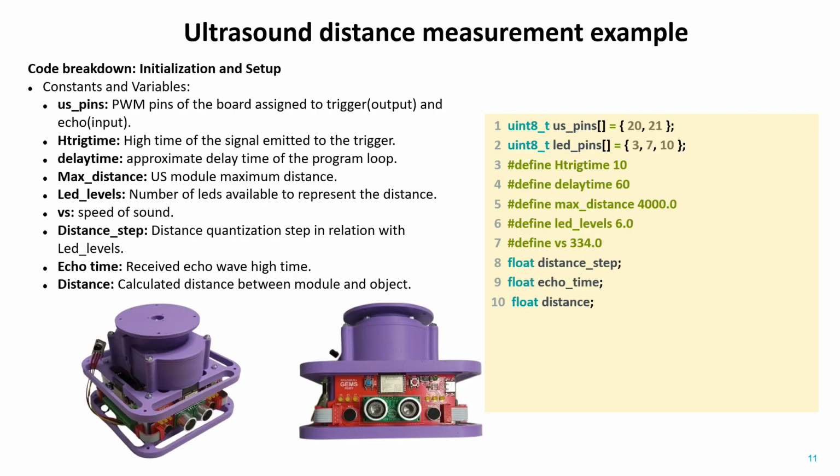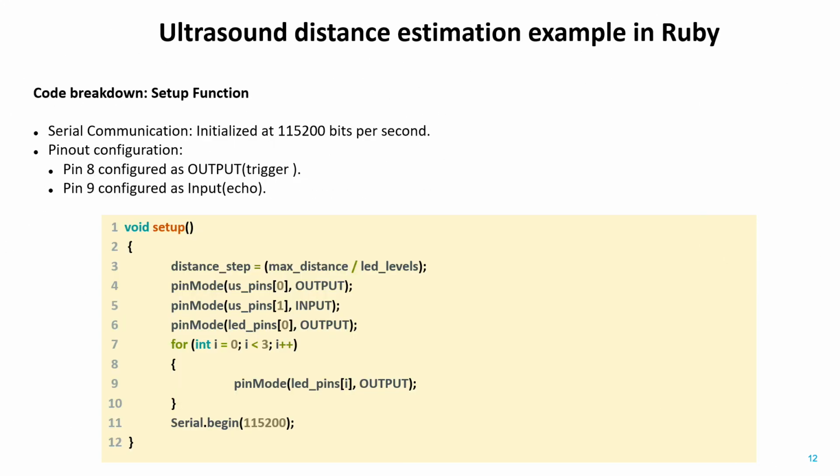Let's break down the code. In the initialization phase, we define key constants and variables such as the ultrasound pins, the high time for the trigger pulse, and the maximum measurable distance. All the defined constants are key values for a correct measurement and visualization in the next steps. We also set up the LED pins for Charlieplexing visualization. During the setup, serial communication is initialized and all necessary pins are configured as outputs or inputs accordingly.